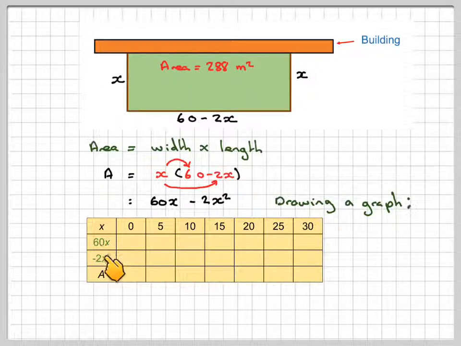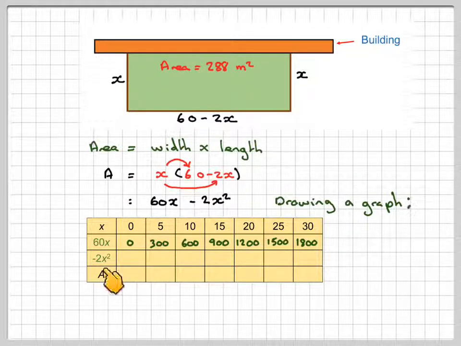Remember, these two rows here are just for working out the answer. So then I'm going to do 60 times 0, which gives me 0, 60 times 5, which gives me 300, 10 times 60, which is 600, 15 times 60, which gives me 900, 20 times 60, which gives me 1200, 25 times 60, which gives me 1500, and 30 times 60, which gives me 1800.